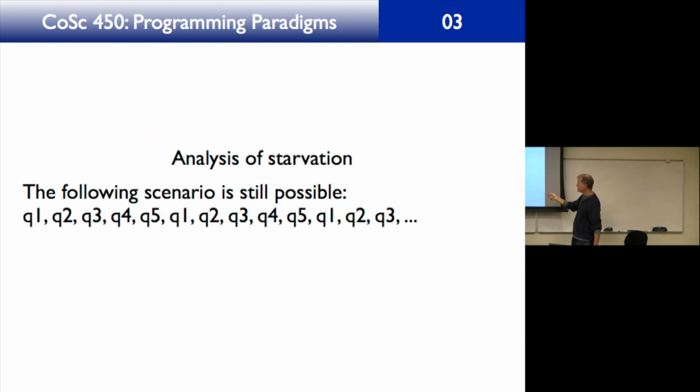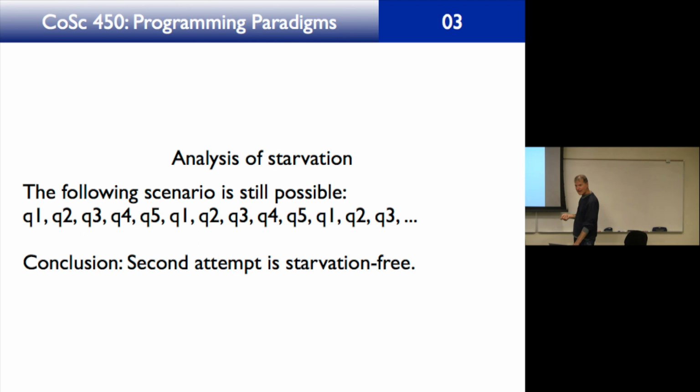So analysis of starvation. The following scenario is still possible. Q1, Q2, Q3, Q4, Q5, Q1, Q2, Q3, Q4, Q5. Yeah, Q could just keep going, and there's no starvation. Does everybody see that? Conclusion: the second attempt is starvation-free, but now you have a scenario that might give us a problem. What about mutual exclusion?